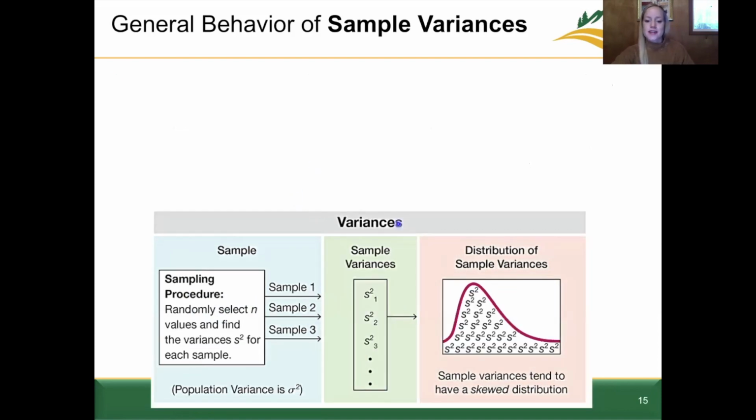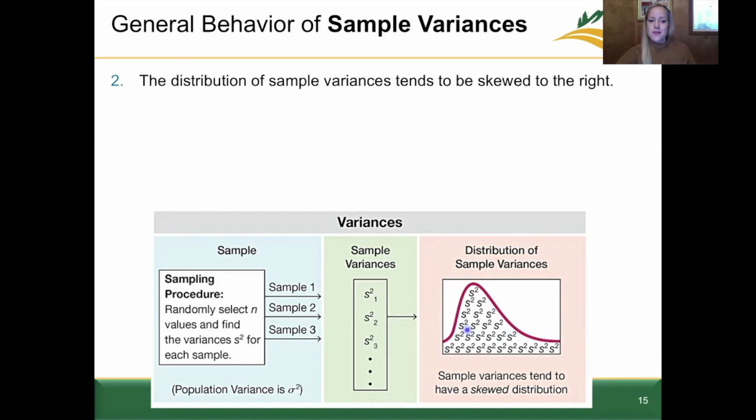Let's talk through the third category now, sample variances. We see this image now. Notice that this no longer looks like a normal distribution because it's skewed to the right. It's not symmetric. It's sort of bell-shaped, but not really. So behavior number 2 is that the distribution of sample variances, the category we're talking about now, tends to be skewed to the right, as seen here.